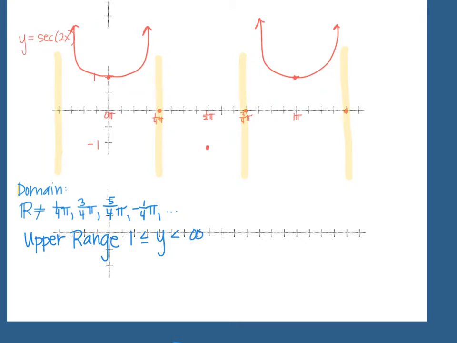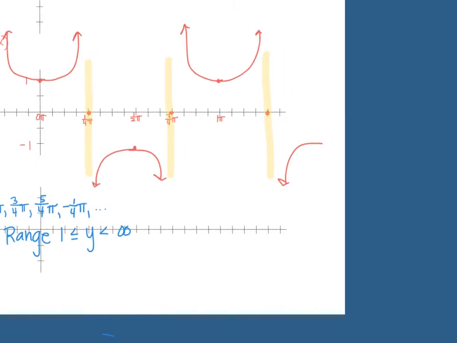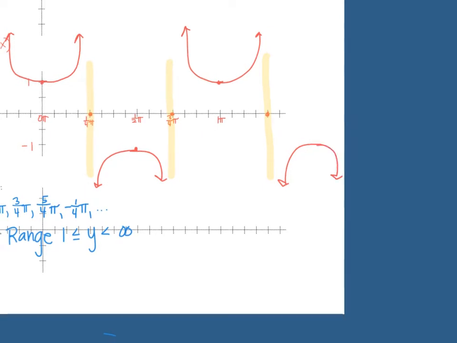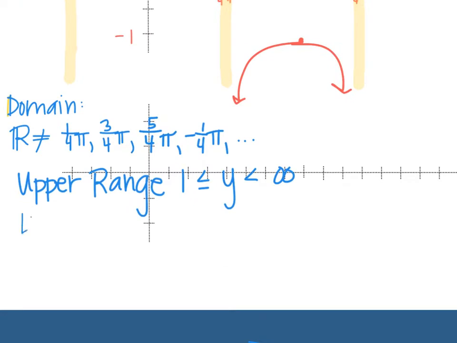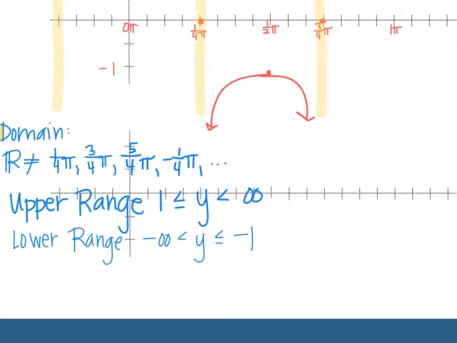And then my lower range is squeezed between those asymptotes. There are infinitely many of those also, but all of those lower ranges have the value of negative infinity as their low and -1 as their high value.